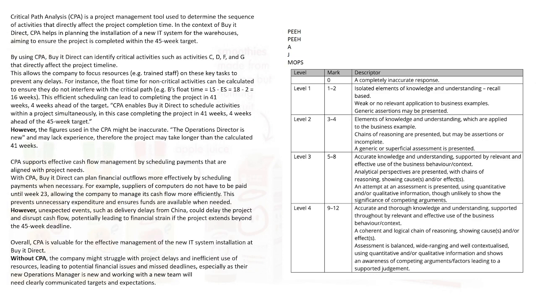And yes, I will go through the level 4 standards again. And if you think it's level 1 to 3, then drop me an email or a comment using the standards to tell me why and not just it's rubbish. Yeah. So is it accurate and thorough knowledge and understanding supported throughout, this is a 12 marker, by relevant and effective use of business behaviour in context?